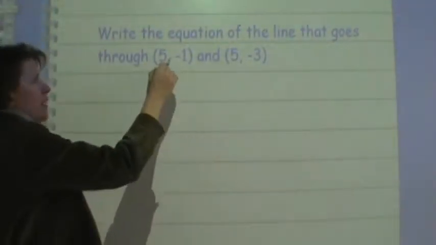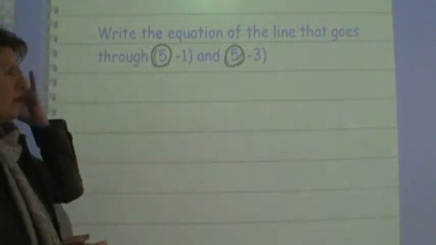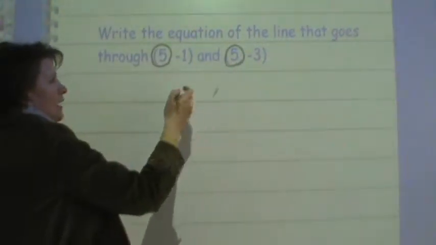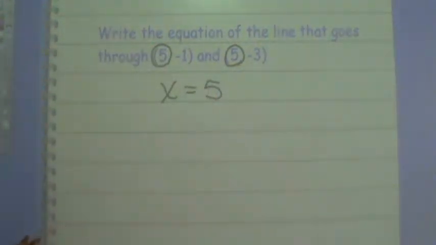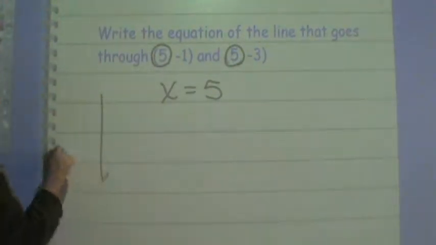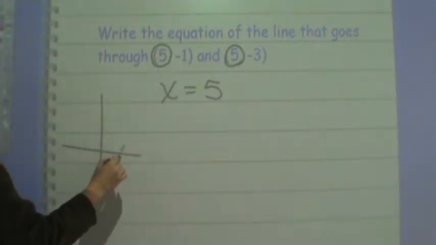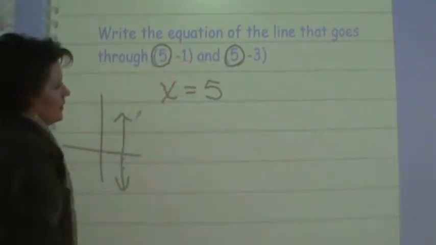All right, write the equation of the line that goes through (5, -1) and (5, -3). Okay, hopefully you can see right here, it's glaring. It's what we learned about the horizontal and the vertical lines. If both your x's are 5, the equation of the line is just x equals 5. This is a vertical line through 5. Another way to look at it is you could graph those points, (5, -1), (5, -3). If I draw that line, it's a vertical line, x equals 5.